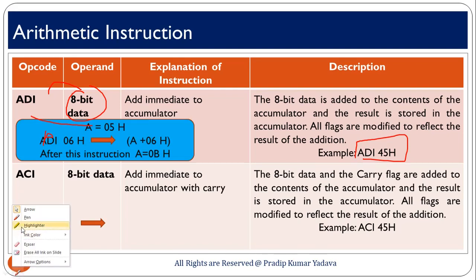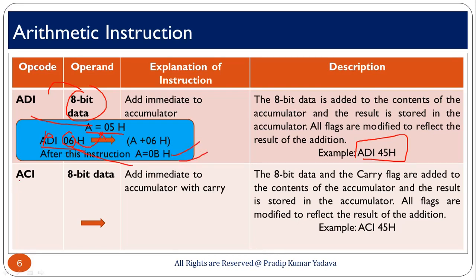Here you can see the content of A is 05 and you have written ADI 06, which means that 06 will be directly added to 05 and your output will be stored in the accumulator. So, here you can get the result.